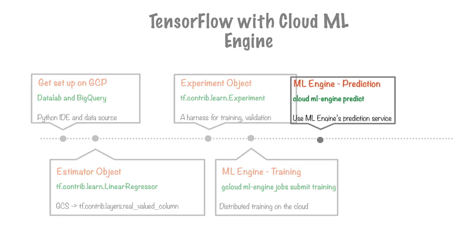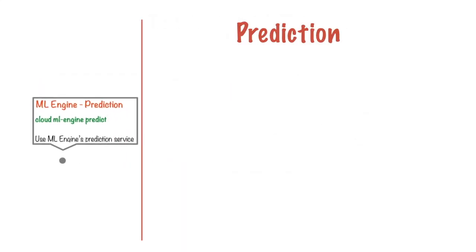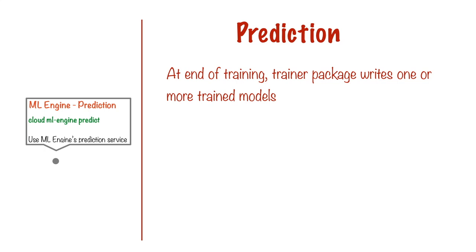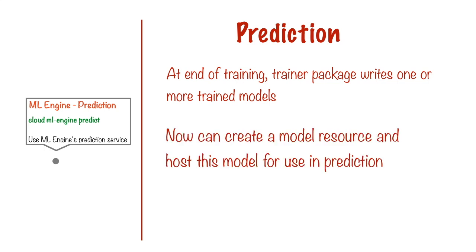Let's very briefly understand what the ML Engine's prediction service is all about. At the end of the training process, we have a serialized TensorFlow model. This was written out by our trainer package. This model can now be used as a model resource, a hosted resource that can be hit or accessed by RESTful API calls by other clients. Those clients can now invoke the functionality within that model, submitting JSON requests and getting back the prediction responses.